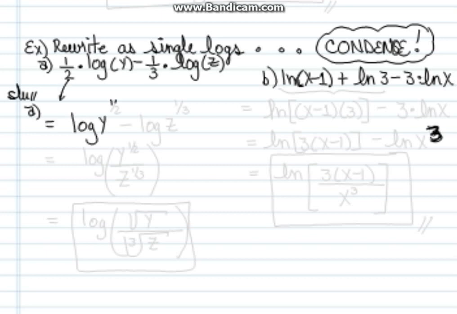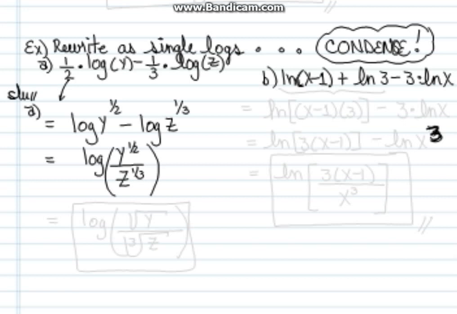log base invisible 10 of the number y raised to the 1/2 minus log base invisible 10 of the number z raised to the 1/3. I just brought the factor up on the number part and made it the exponent using the rules of logarithms. Now, since I have the same base on both of these logs and they're subtracting, I can rewrite this as a single log of the first number divided by the second number. So it's y to the 1/2 over z to the 1/3.